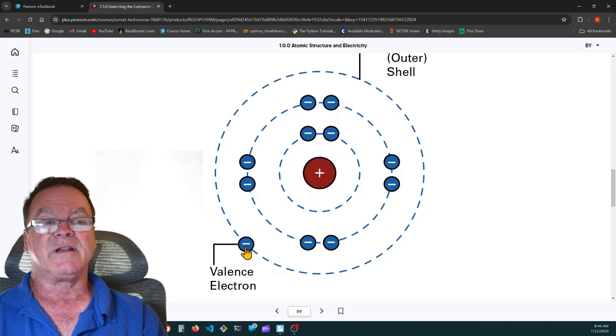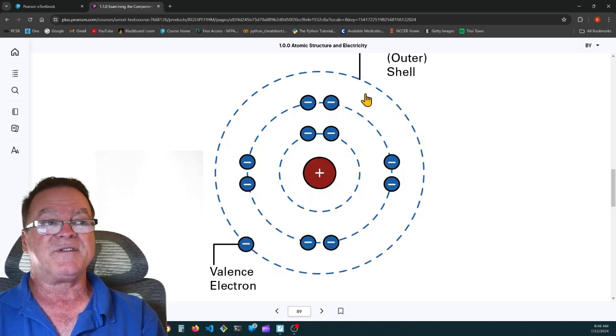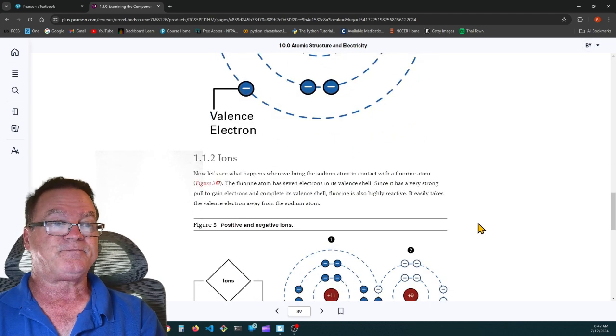If you only have 1 valence electron, there's a very weak electrostatic bond to the nucleus, and it's easy to knock that electron loose. If you have 7 or 8 electrons in the valence shell, it's difficult to knock those valence electrons loose. It's a good insulator.